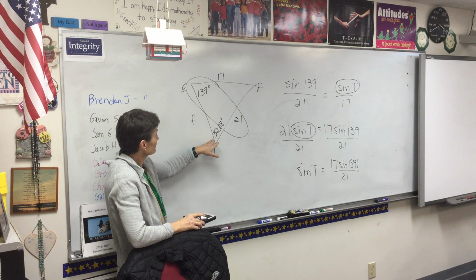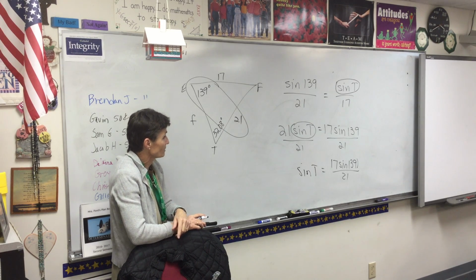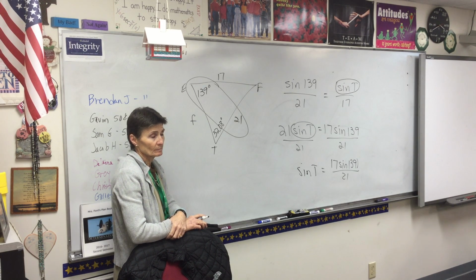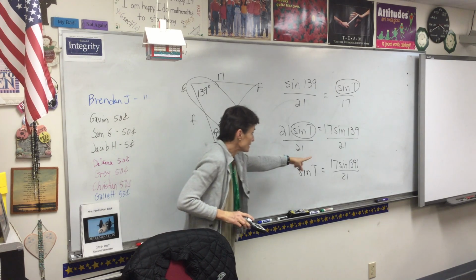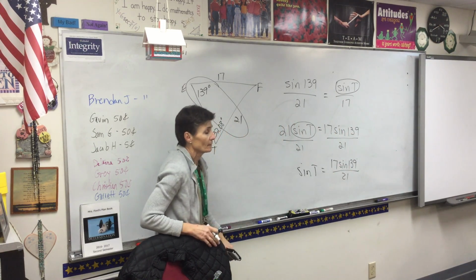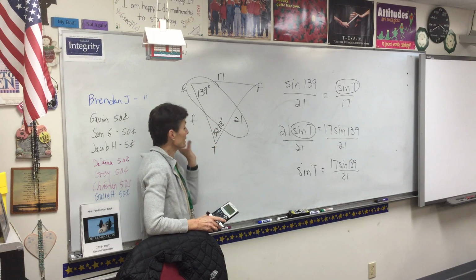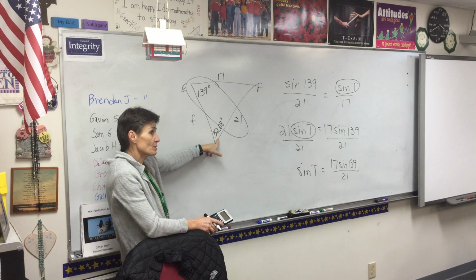Now, check that out. Make sure you get that typed in. You're getting 32.08 degrees. Everybody should be typing. Second sine, 17 sine 139, close the parentheses, divided by 21. Did I do it right? Okay. Now, look here. You already knew that one was 139. Now you know that one's 32.